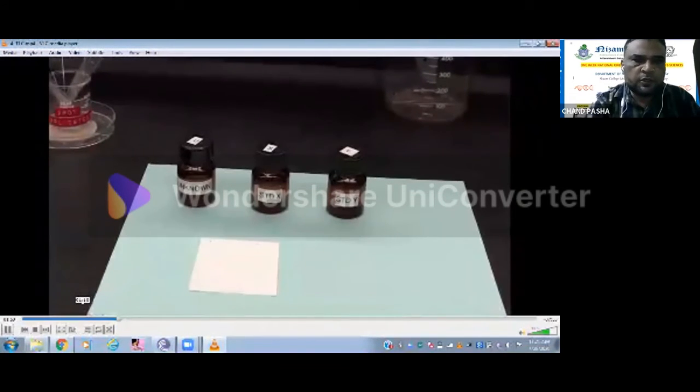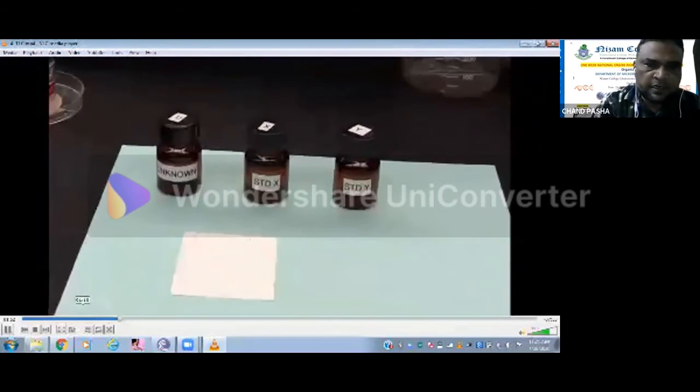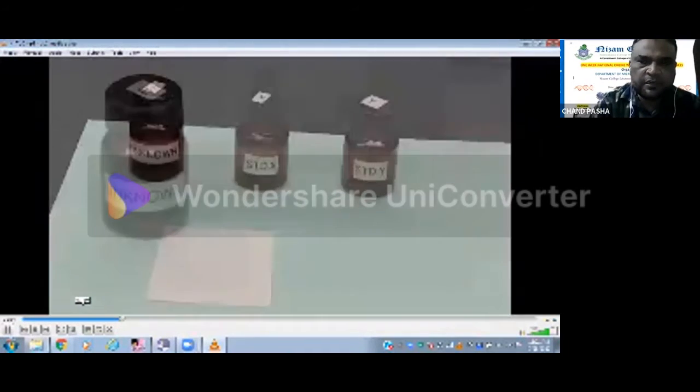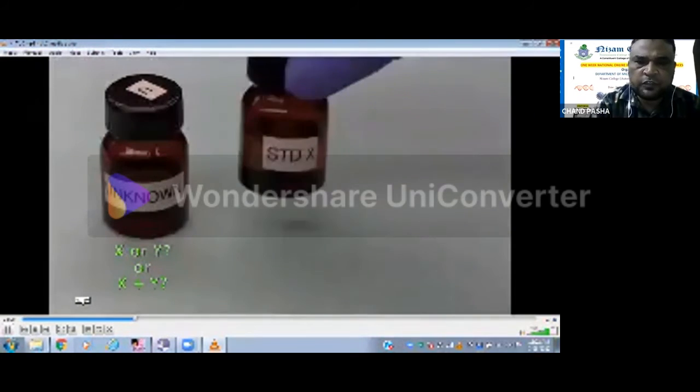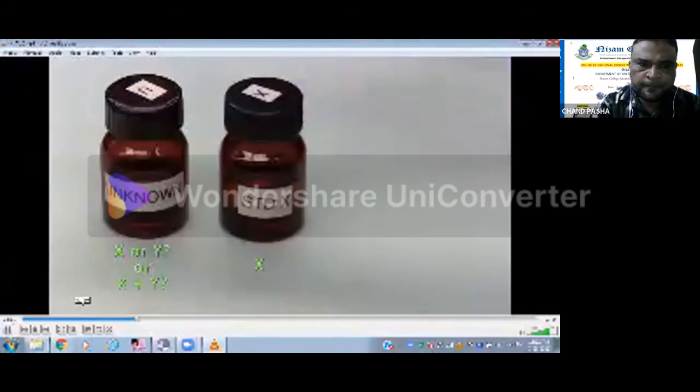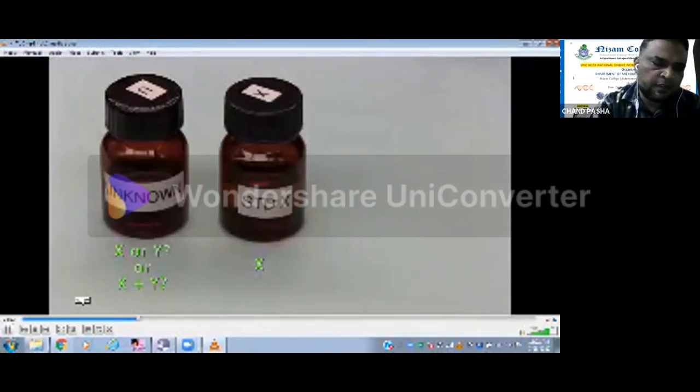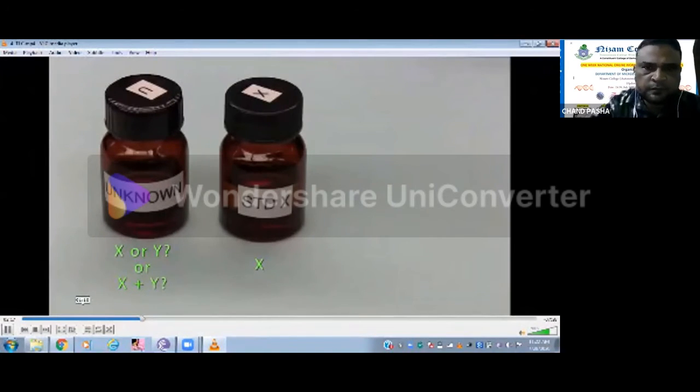Here, one unknown is there, and two standards we are taking. Generally we run standards also, just now I told you, because running conditions vary from place to place. So it is better always to run the standards also, so the retention times, the RF values will be the same. This unknown could be either X or Y, or it must be having both X and Y.